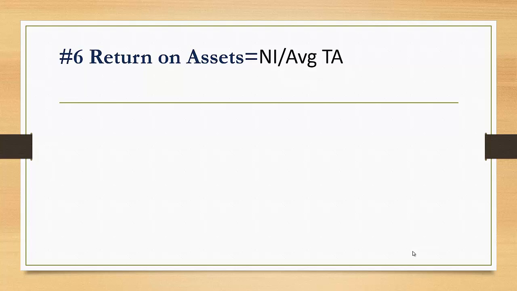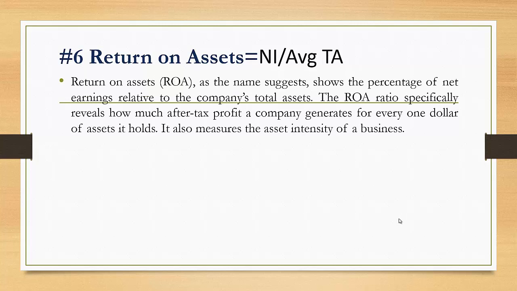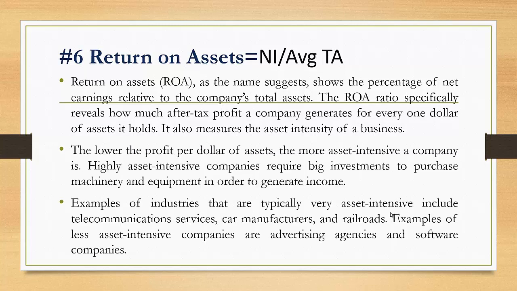The sixth ratio under profitability category is return on assets, and its formula is net income divided by average total assets. Return on assets, as the name suggests, shows the percentage of net earnings relative to the company's total assets. The ROA ratio specifically reveals how much after-tax profit a company generates for every $1 of asset it holds. It also measures the asset intensity of a business.